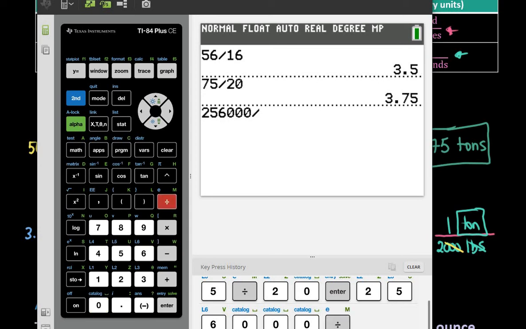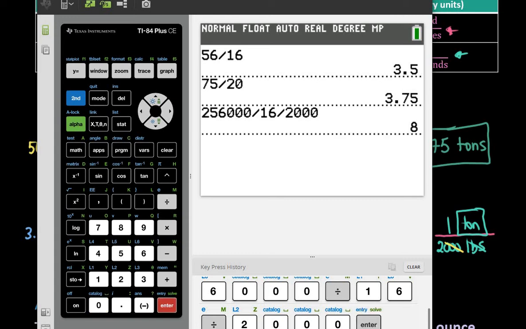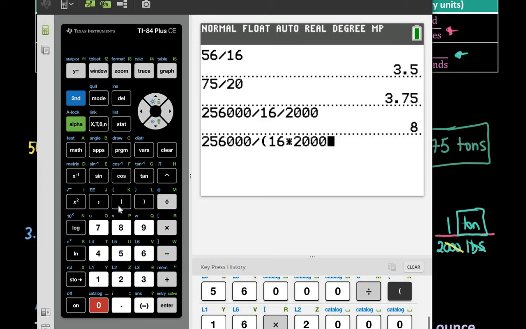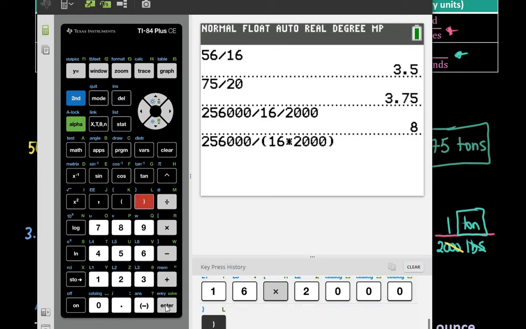And here's where you have to be careful, because we're dividing it by 16, and then we want to divide that answer again by 2,000. So that is one way that you could put it into your calculator. Another way that you could put it into your calculator is you could do 256,000 divided by the product of 16 and 2,000. This will give us the same answer.